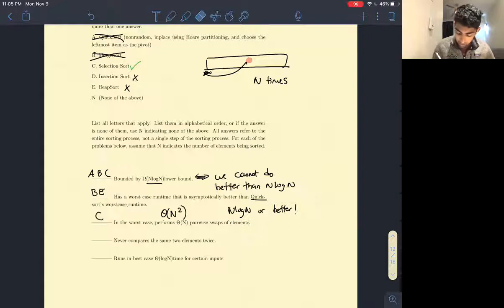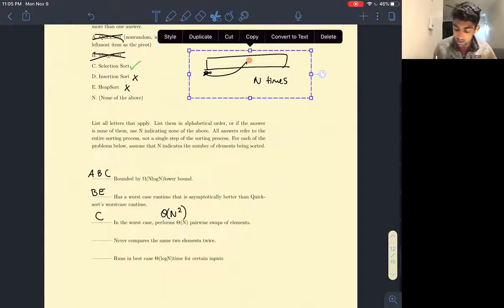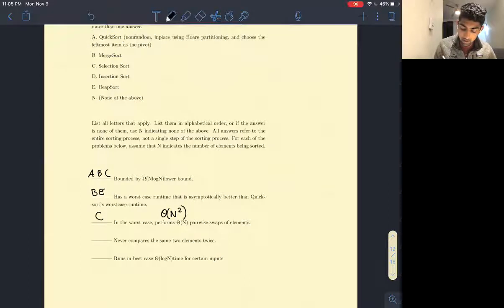Okay. For the next one, it states it never compares the same two elements twice. I think this one is the trickiest question here, so I'll try to go slowly so it makes sense. Okay. So in Quicksort, do we ever compare the same two elements twice? Well, let's look at some example.